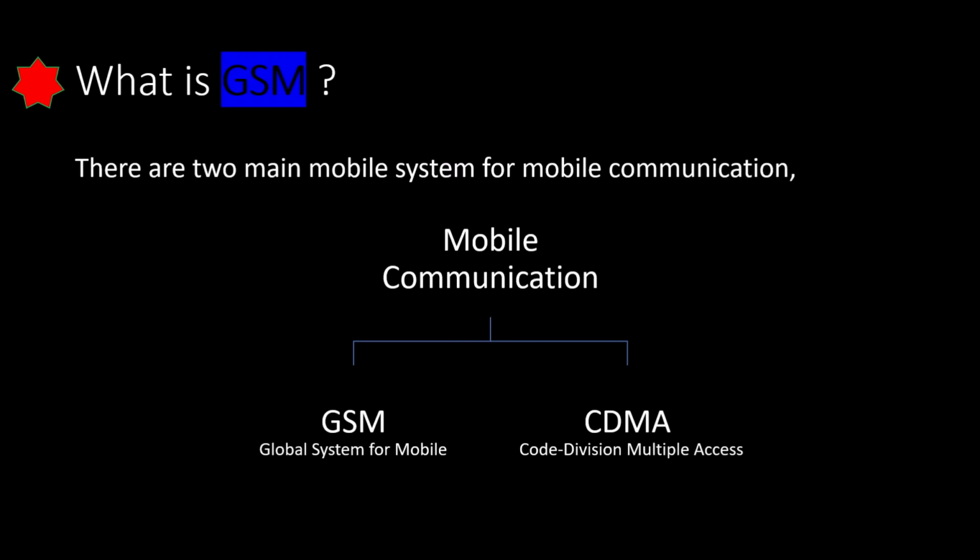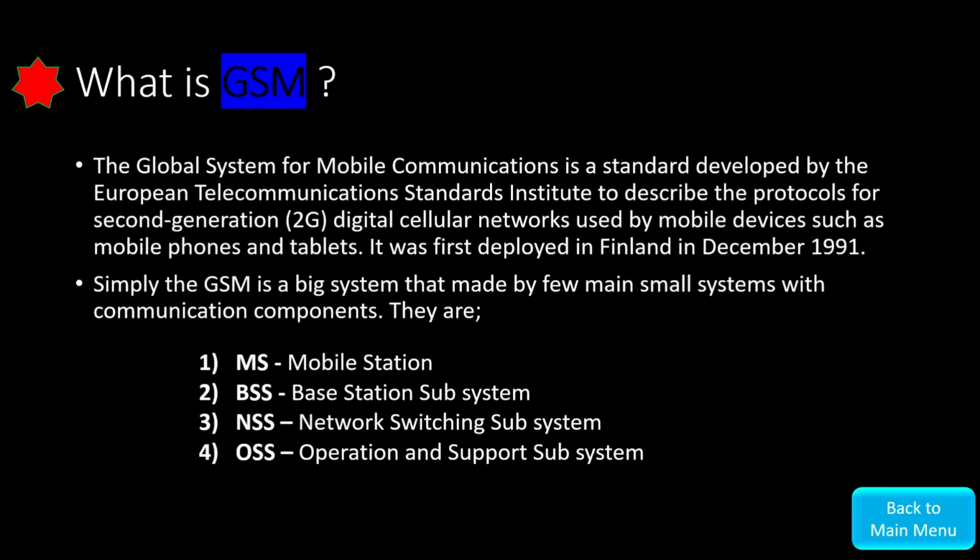What is GSM? There are two main systems for mobile communication. The first one is GSM, Global System for Mobile. The second one is CDMA, Code Division Multiple Access. The Global System for Mobile Communication is a standard developed by the European Telecommunication Standards Institute to describe the protocols for second generation (2G) digital cellular networks used by mobile devices such as mobile phones and tablets.